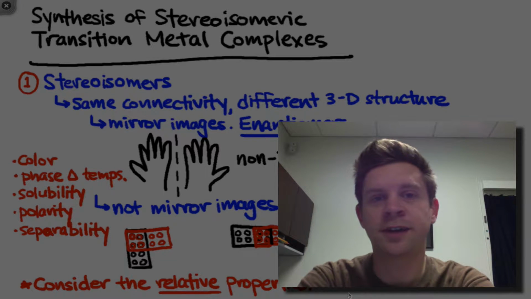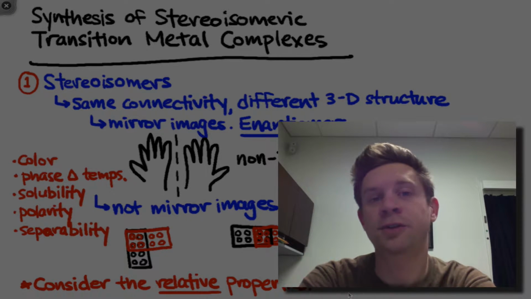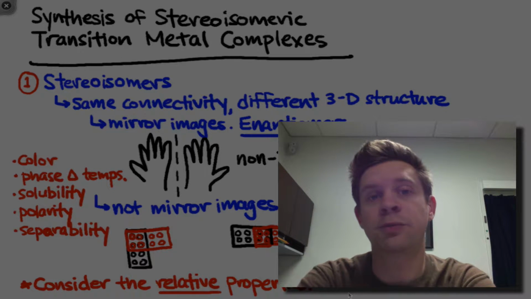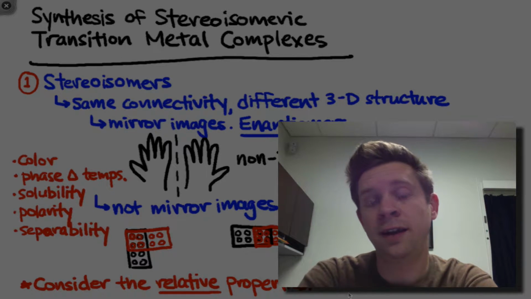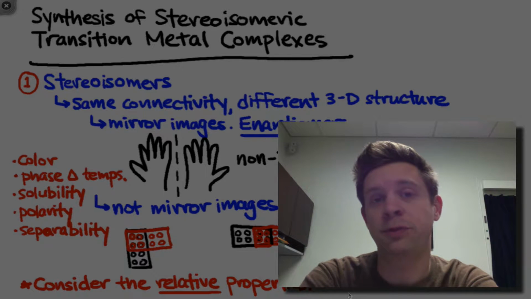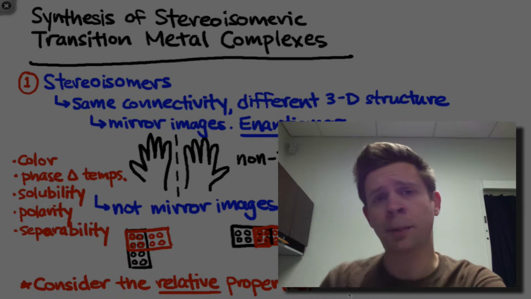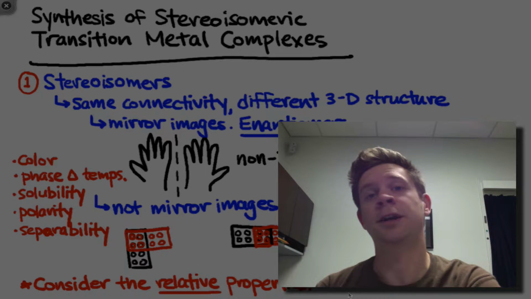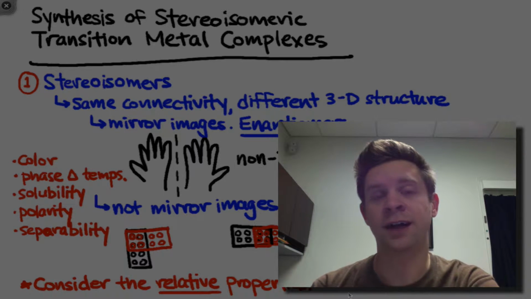In the experiment titled Synthesis of Stereoisomeric Transition Metal Complexes, we're going to apply inorganic synthesis to the problem of creating transition metal complexes, and specifically we're going to use two reactions to synthesize two sets of stereoisomers, a pair of diastereomers involving a cobalt complex and a pair of enantiomers involving an iron complex.